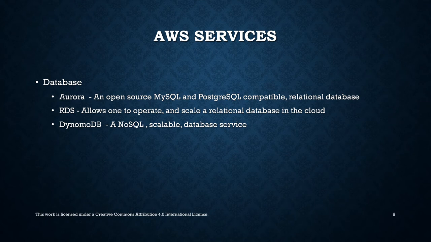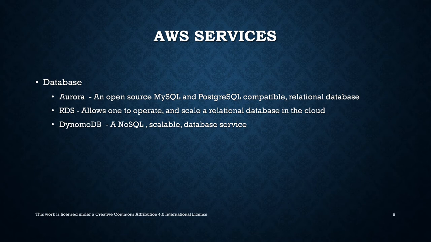AWS provides both traditional, relational database services as well as NoSQL database services. All databases at AWS are fully managed. A user does not have to be concerned with database updates and the underlying infrastructure. They only need to be concerned with their applications that use the AWS databases.